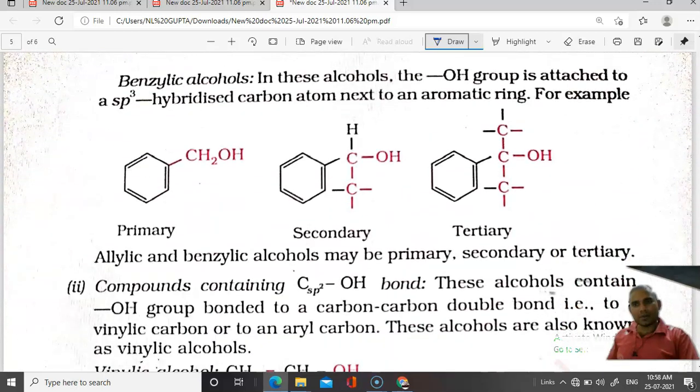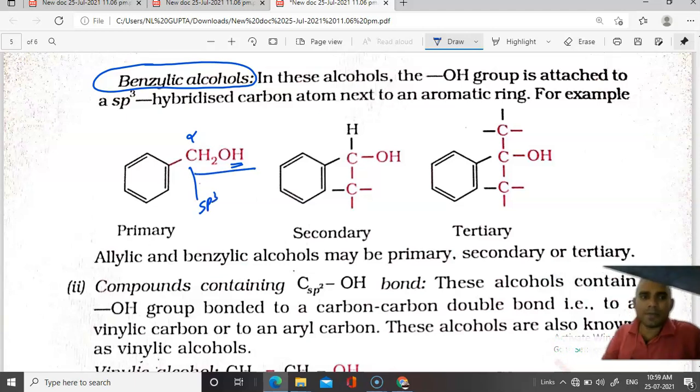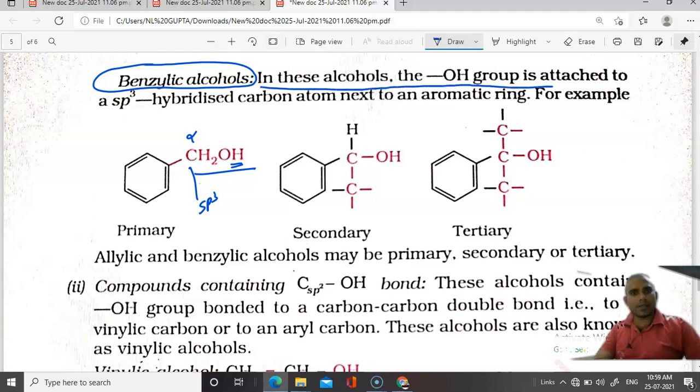Now the last classification here is benzylic. Benzylic means the OH group is attached to an sp3 hybrid carbon, but this sp3 hybrid carbon is just next to the benzene ring, student. That is what we call benzylic alcohol. So in these alcohols, the OH group is attached to an sp3 hybrid carbon atom next to the aromatic ring. For example, this one.